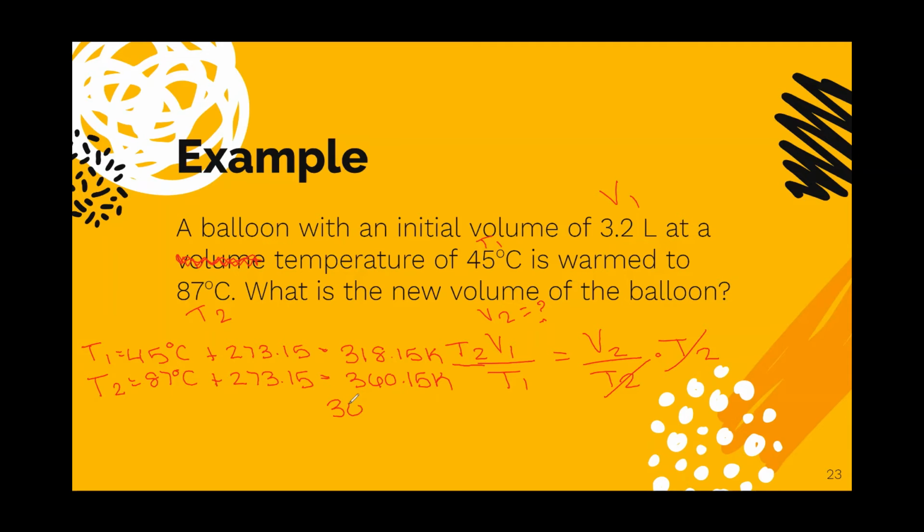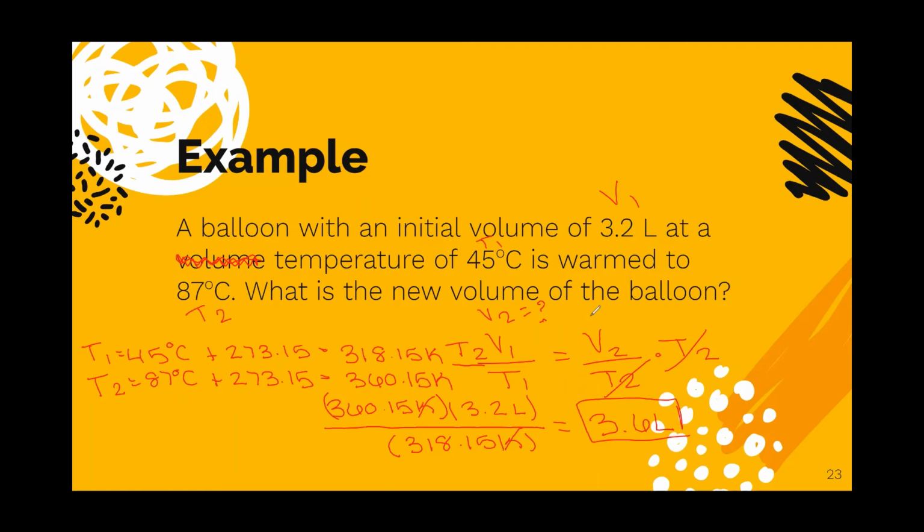So we have 360.15 kelvins times my initial volume, which was 3.2 liters. And we're going to divide that all by my initial temperature, which was 318.15 kelvins. And then that'll get us V2. So 360.15 times 3.2 divided by 318.15, and I get 3.6 liters. Notice that my kelvins cancel out, and so my units are liters.